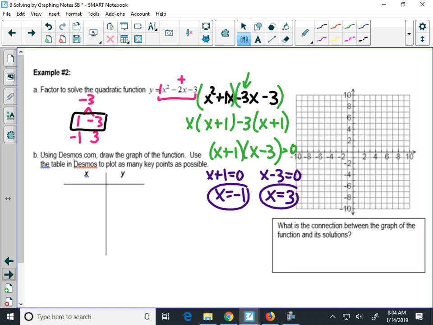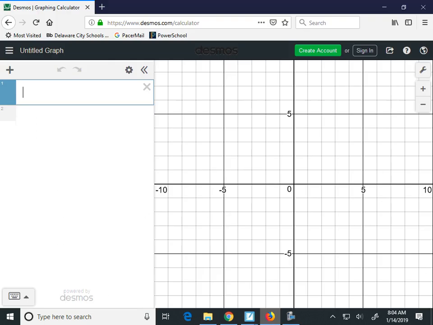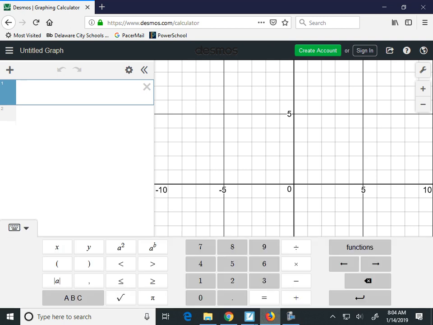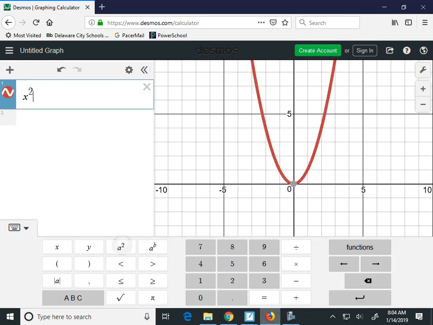I know I did that one quickly, but you should be able to solve by factoring on your own as well. Now, that's factor to solve. Let's see what happens when we graph. So it says using Desmos.com, let's make this graph on here. So when we go to Desmos, in the first box here, you are going to type in the equation. So I'm going to click on the keyboard, and I'm going to type in x squared minus 2x minus 3.